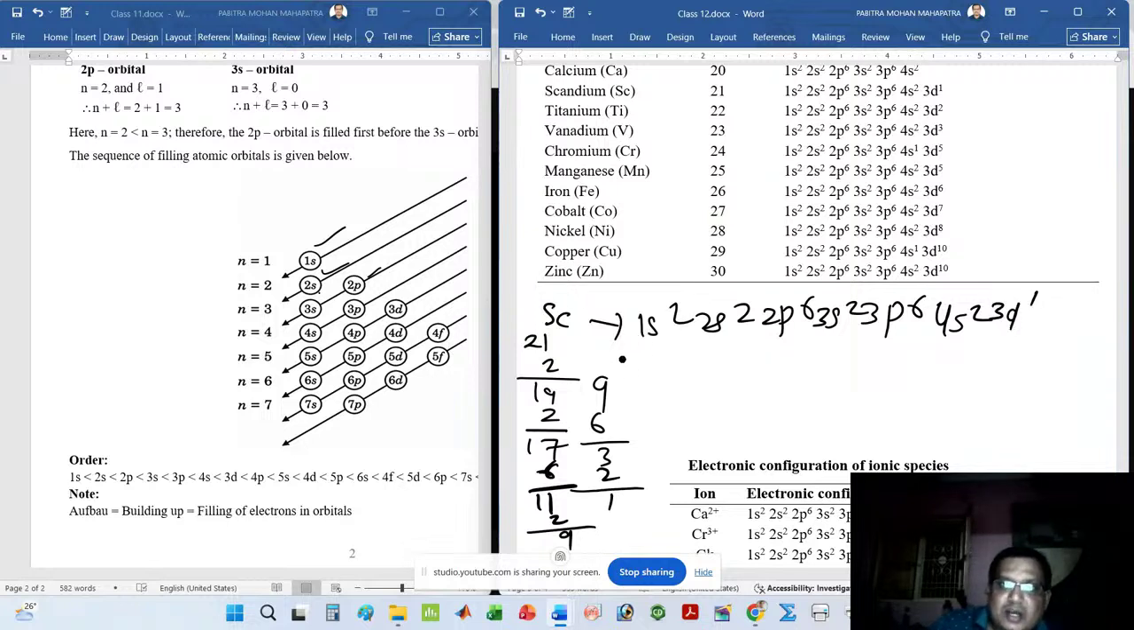Similarly, you can draw the structure like this in terms of orbitals. Then you can draw scandium. After scandium, the next element is titanium. Draw the diagram in the same style. 1s2, 2s2, 2p6. You can move the whole structure.